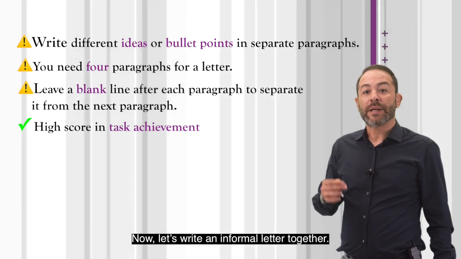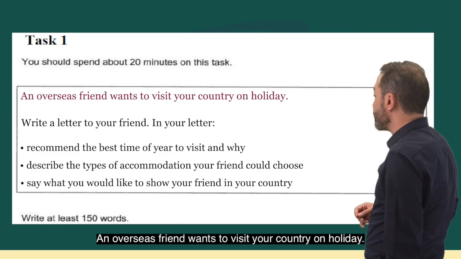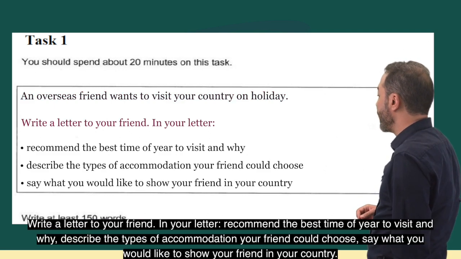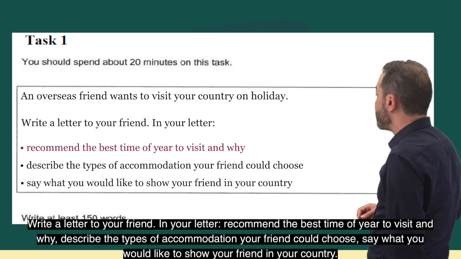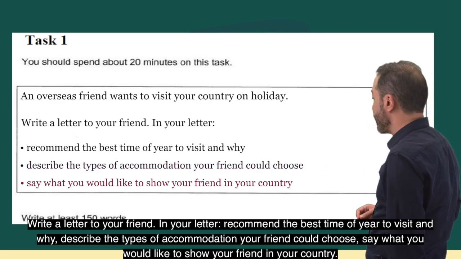Now let's write an informal letter together. Here's the question. An overseas friend wants to visit your country on holiday. Write a letter to your friend. In your letter, recommend the best time of year to visit and why. Describe the types of accommodation your friend could choose. Say what you would like to show your friend in your country.